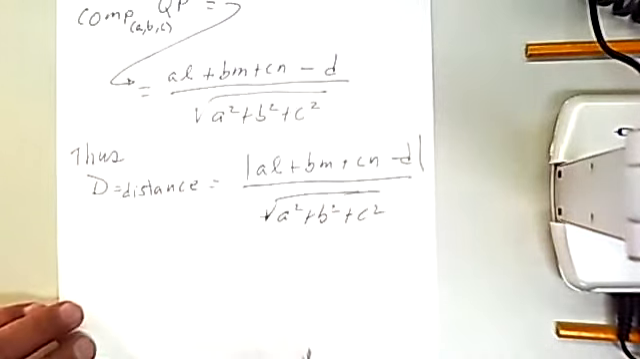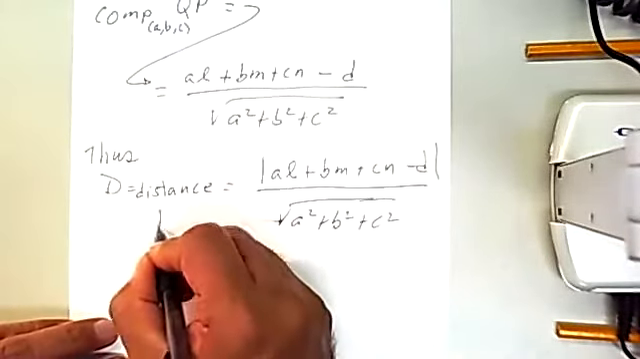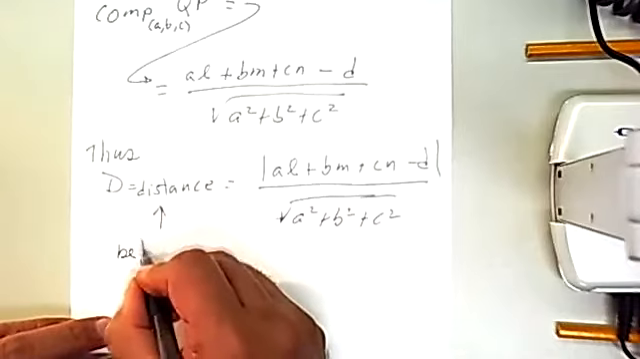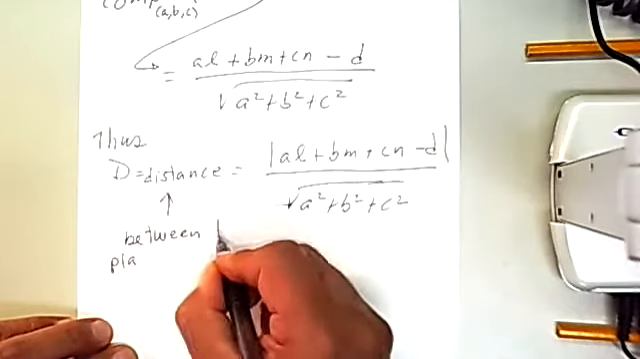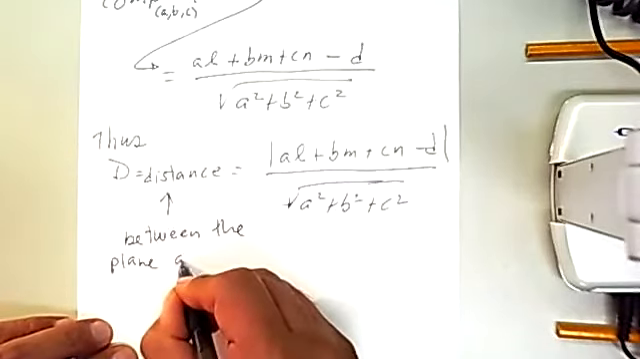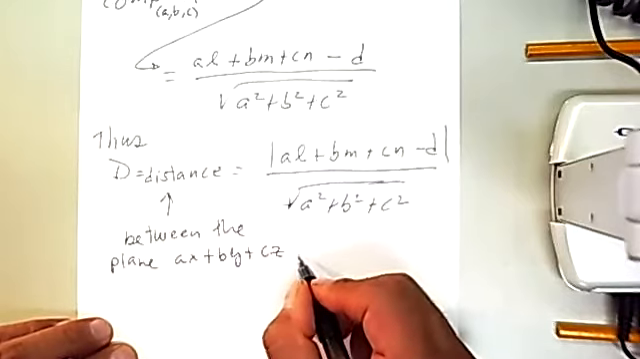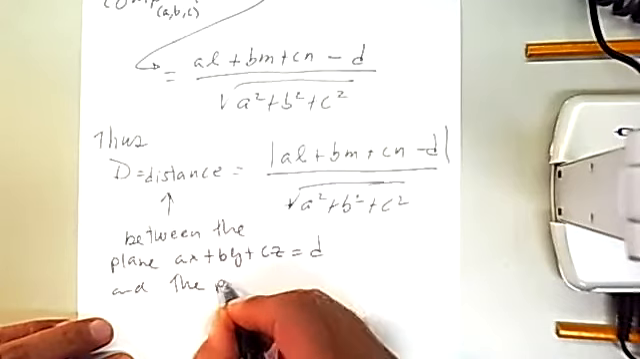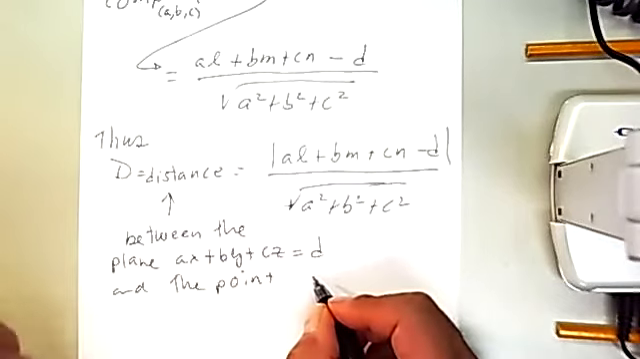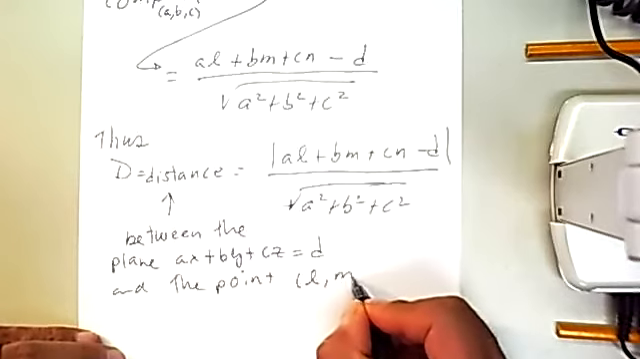So that is the formula for the distance between, let me repeat, the plane ax plus by plus cz equals d, and the point LMN.